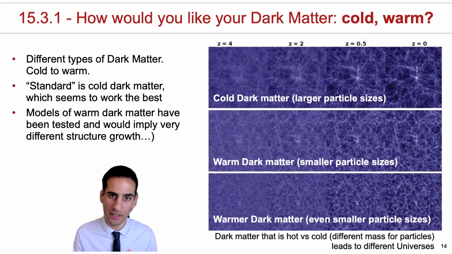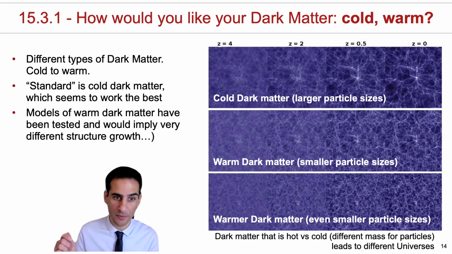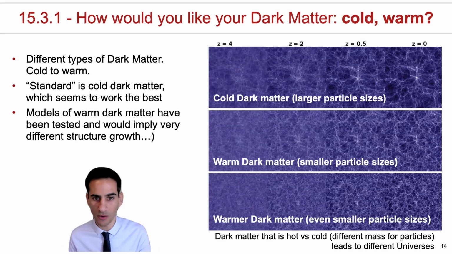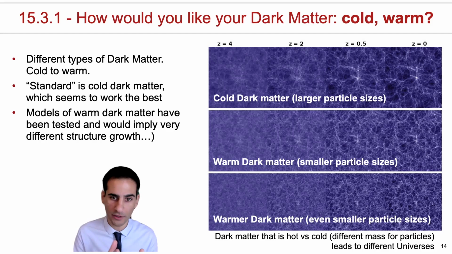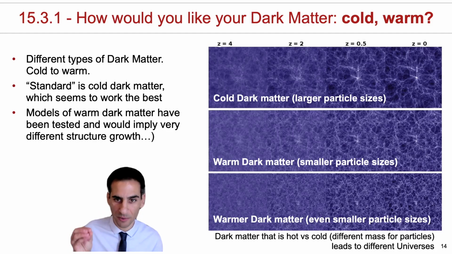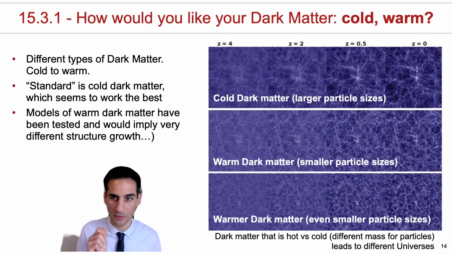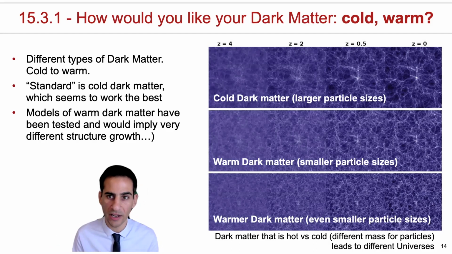For cold dark matter, it means the individual particles are quite massive, and therefore they're moving slowly, so you can associate the temperature with it and it being cold. And if you're looking at warm or hot dark matter, it means the individual particles will be even smaller, and therefore the typical velocities will be higher. These will have enormous consequences in terms of how the structure of the universe from a dark matter perspective grows.